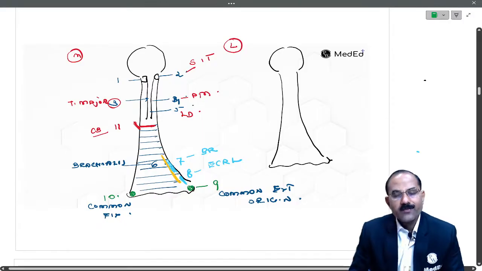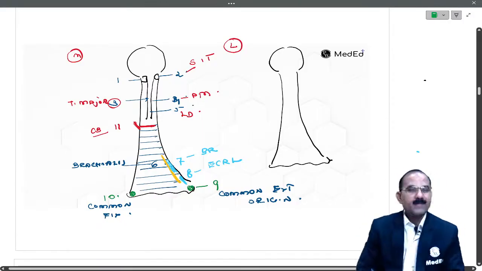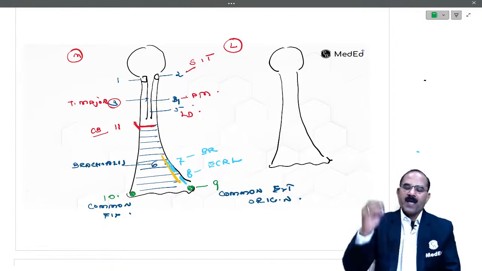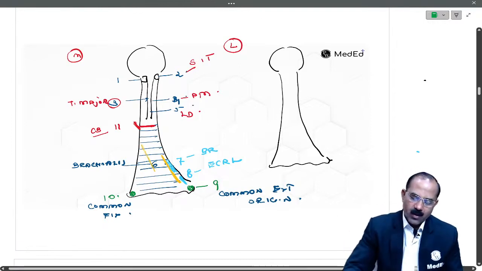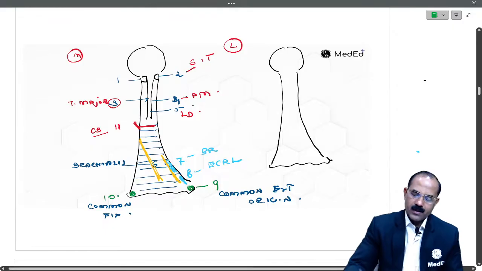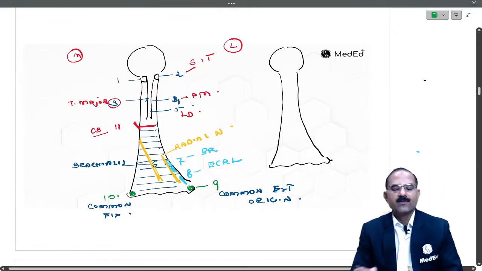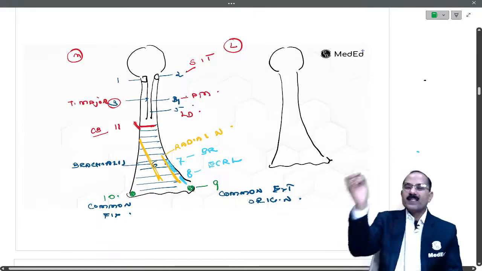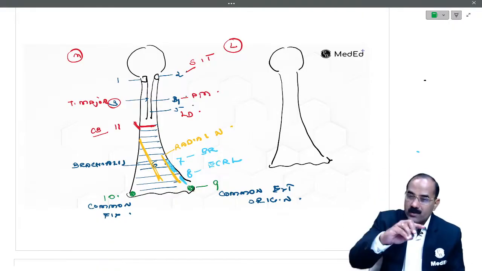The radial nerve, where does it lie? It lies between the brachialis, the brachioradialis, and the extensor carpi radialis longus, correct? And if I draw a nerve here lying on the brachialis, what is this nerve? Can anyone tell me what the other nerve is that I've drawn here? The nerve which lies on the brachialis and below the biceps.